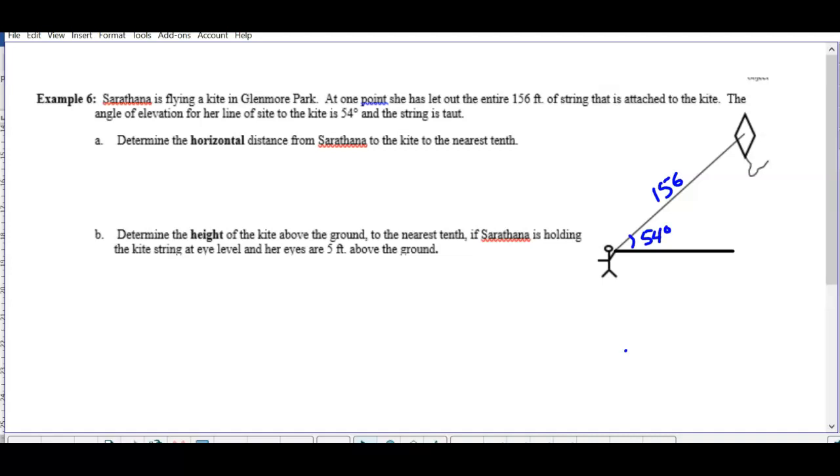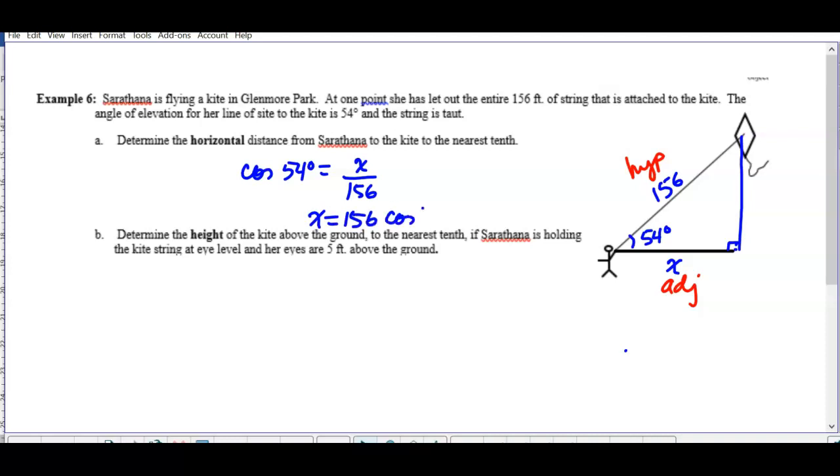Okay, horizontal. So basically from here, we're going to draw a horizontal, and we're going to draw a vertical, and we want to know what this distance is here. Okay, so that is the adjacent, and we know the hypotenuse. So here, this is adjacent, and this is hypotenuse. So that would be cosine. So cos of 54 degrees is x over 156. So we're going to multiply those together.